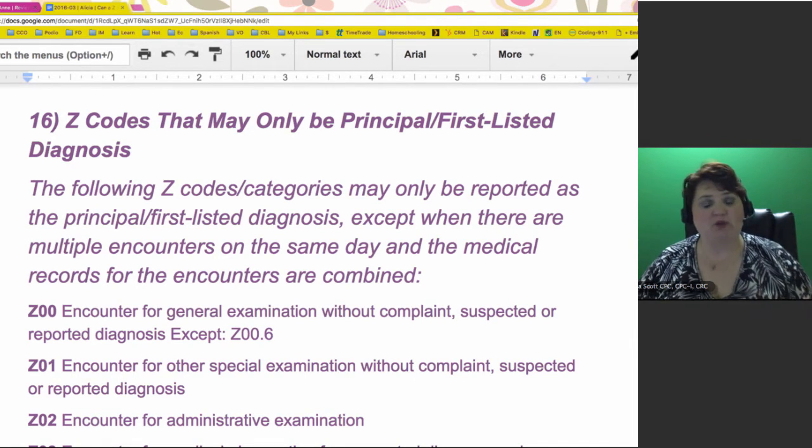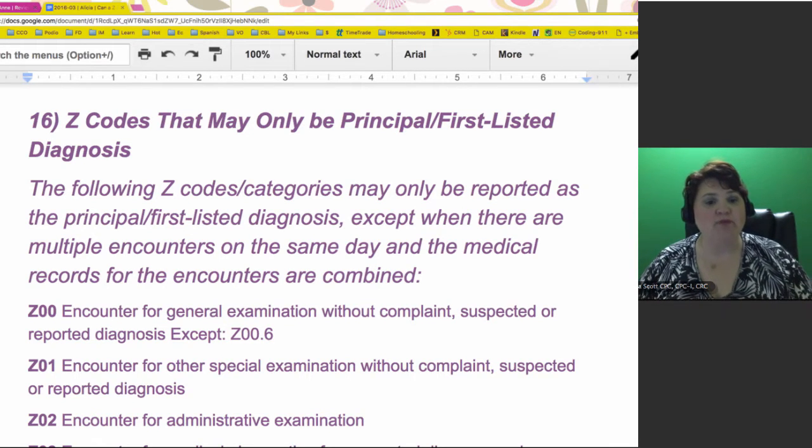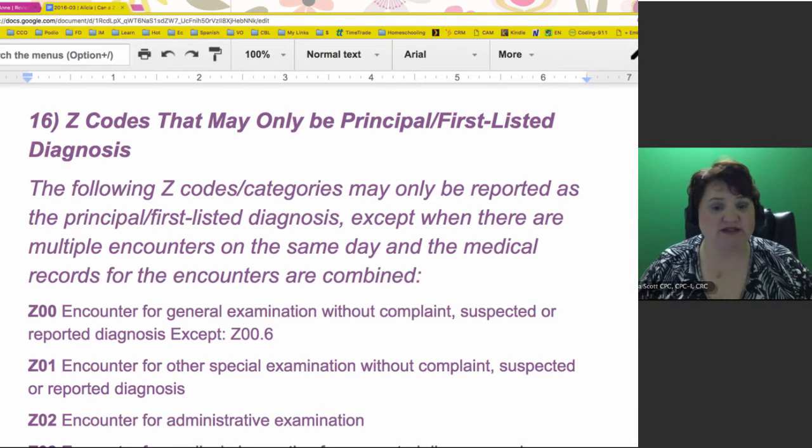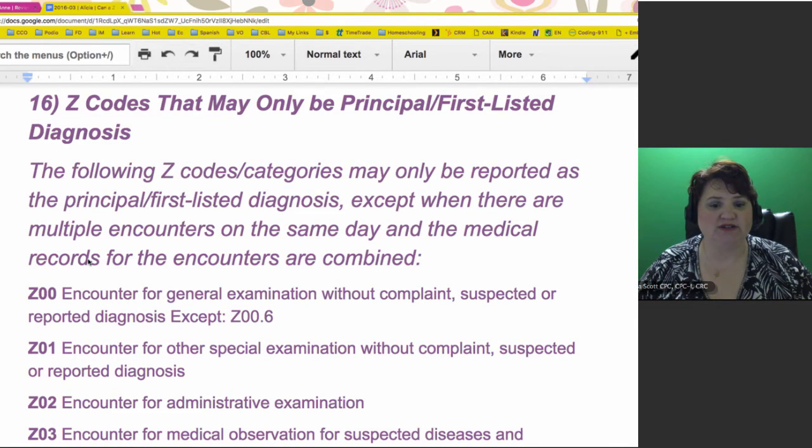So I'm not going to read all of those because actually there's more than a dozen. But the main one, the one that always pops into my head, is the Z00 code. And as you look at some of these, the Z01 is for a special examination without complaint, suspected or reported diagnosis. Administrative examination is Z02.